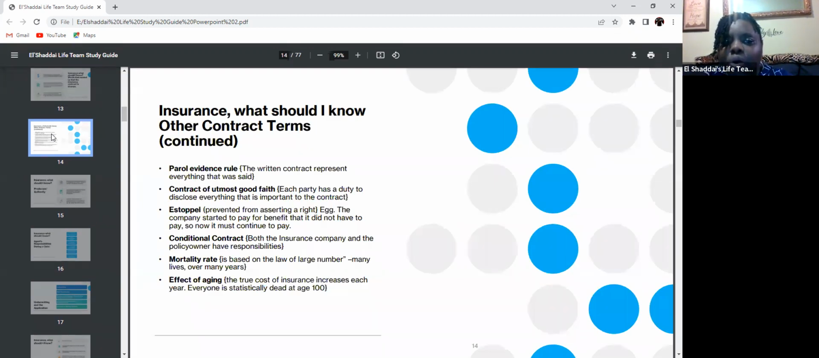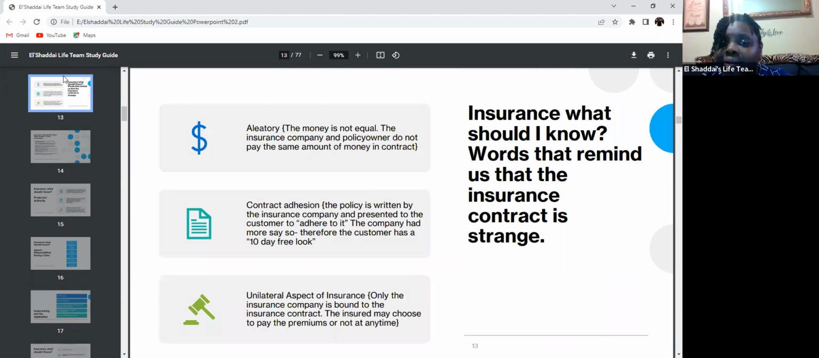Insurance, what should I know? These are other contract terms: parole evidence, contract of utmost good faith, estoppel, conditional contract, mortality rate, effective agent. What are the effects of agent? What's going to happen to that insurance every year? Well, you're going to remember it.